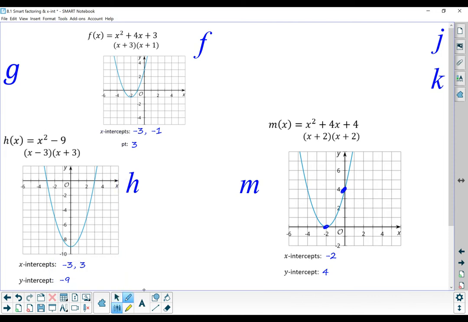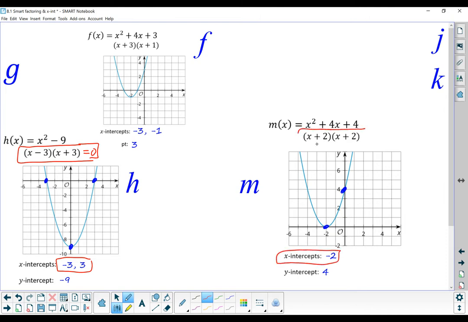On this one, we have x-intercepts at -3, +3, and the y-intercept is at -9. Something that you might observe is that the x-intercepts are the zeros of the factored form. Here's our x-intercept, and if we look at this factored form, it has the same factor repeated, so it only has one x-intercept. And the x-intercepts here correspond with the zeros of its factored form.